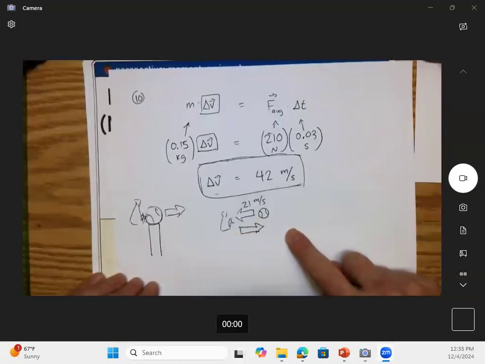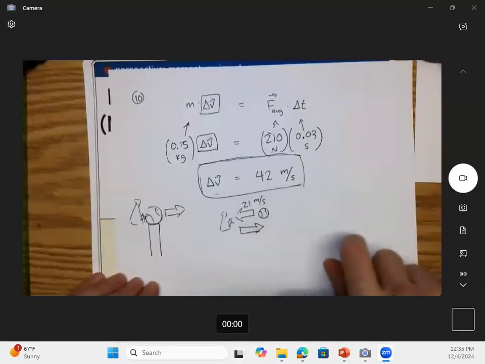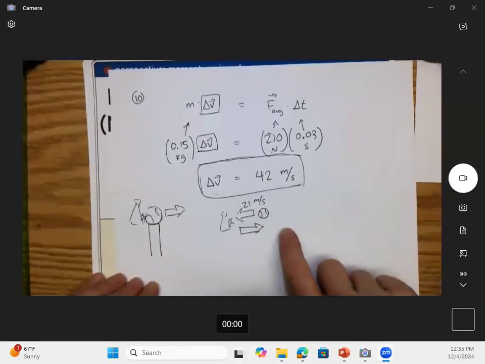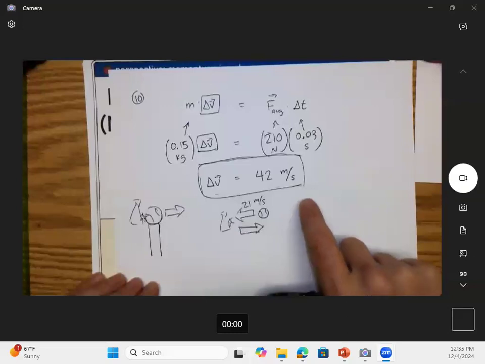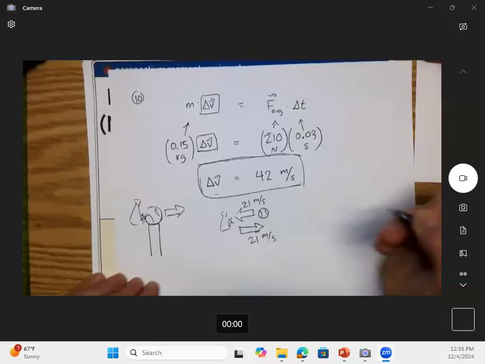Careful. There's a sneaky hidden negative sign there, because to the left, to the right, you're hitting it to the right. The ball was going to the left. What is negative 21 plus 42? Positive 21 to the right.